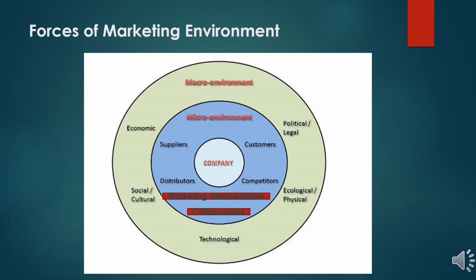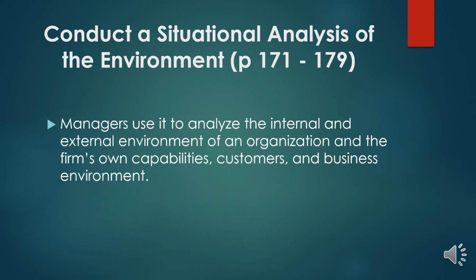In the previous lecture, we discussed that there are two components of the marketing environment, which are the macro environment and the micro environment. Conducting a situation analysis of the environment is very important in marketing and planning. So managers can use different tools, and we will try to discuss the most important tools to analyze the internal and external environment and identify the capabilities, the customers, the competitors, and the business environment of the company.